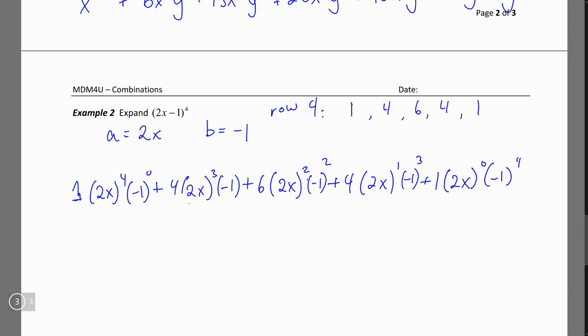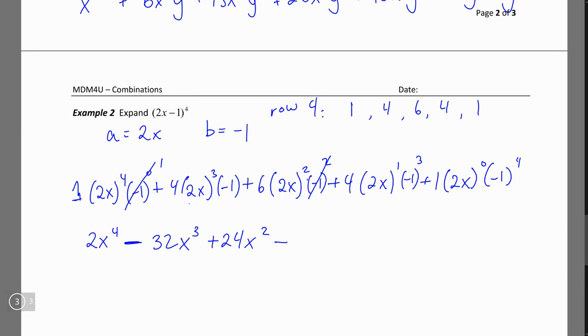So 1 times 2x to the power 4 times negative 1 to the power of 0. So negative 1 to the power of 0 becomes 1. So here I have 2x to the power 4. Then I have 2x cubed. Well, 2 cubed is 8. And then I have a minus 1 in front, so this is going to change to a minus. And 4 times 8 is going to be 32. And I have also my x cubed. All right, negative 1 squared is just a 1, so that goes away. And then I have 2 squared is 4 times 6 is 24, so 24x squared. And then I have negative 1 cubed is negative 1, so that will change the sign here.